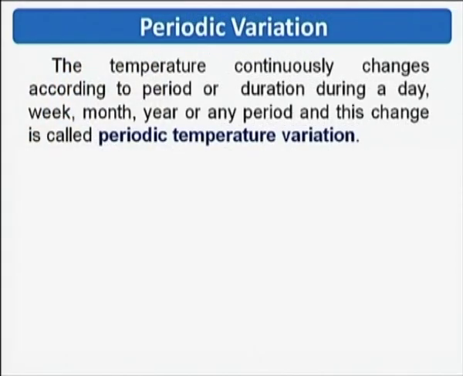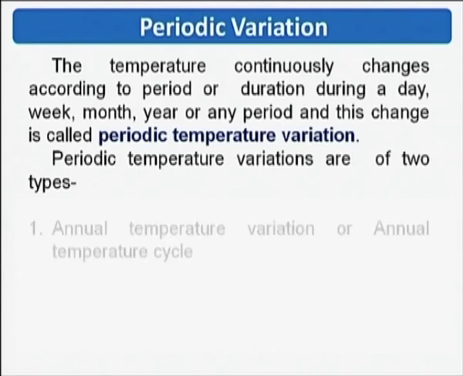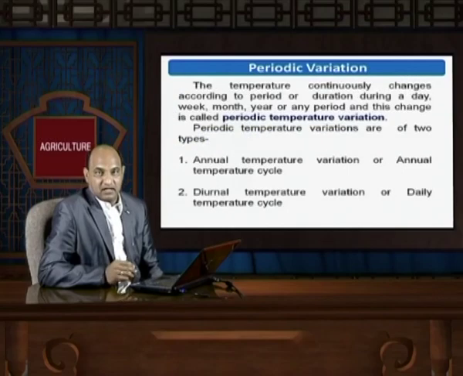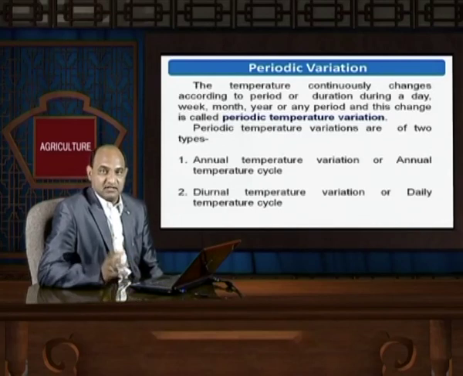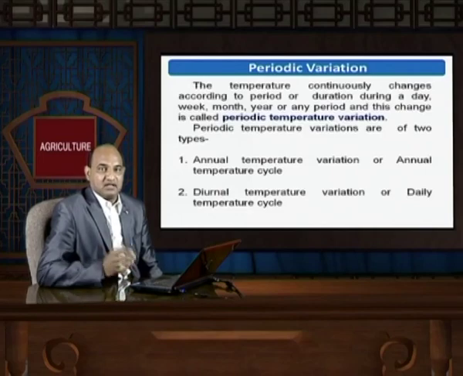Periodic variation: the temperature continuously changes according to period or duration during a day, week, month, year or any period, and this change is called periodic temperature variation. Periodic temperature variations are of two types: annual temperature variation or annual temperature cycle, and diurnal temperature variation or daily temperature cycle. We know that temperature variation may be on the basis of the whole year, that is annual, or it may be for a certain period of time.